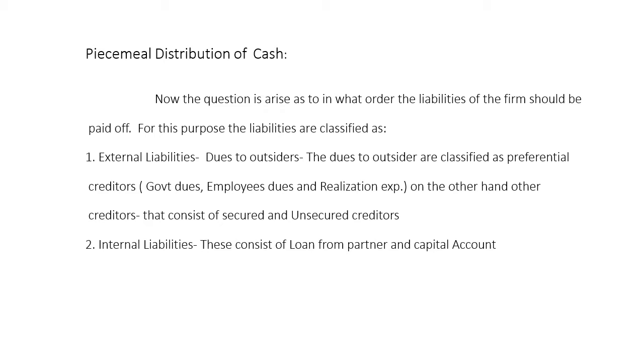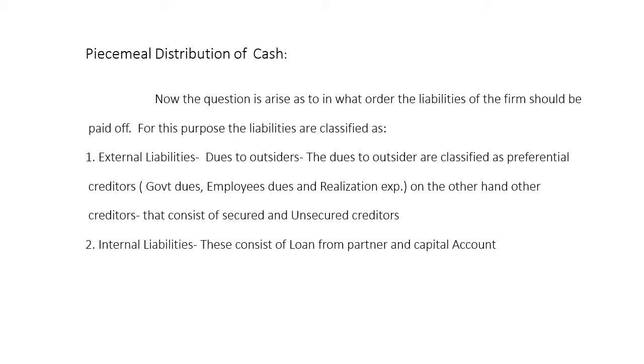When the dues are to the outsider, these dues are also classified into two categories. One is preferential creditors, and second is secured and unsecured creditors. Then we are required to see what is meant by preferential creditors, what is meant by secured creditors, and what is meant by unsecured creditors.